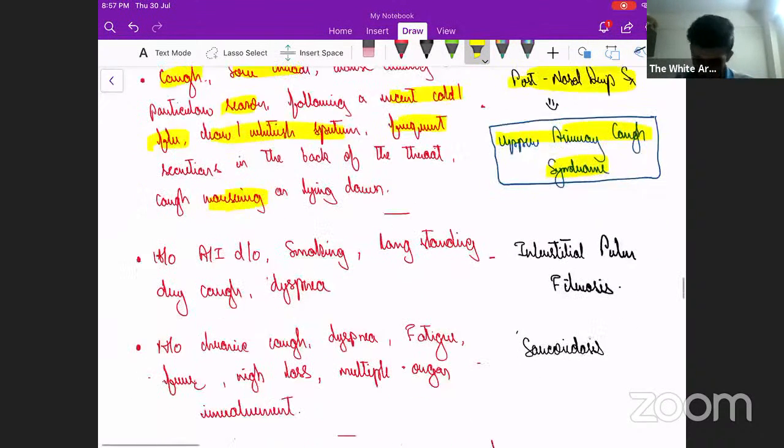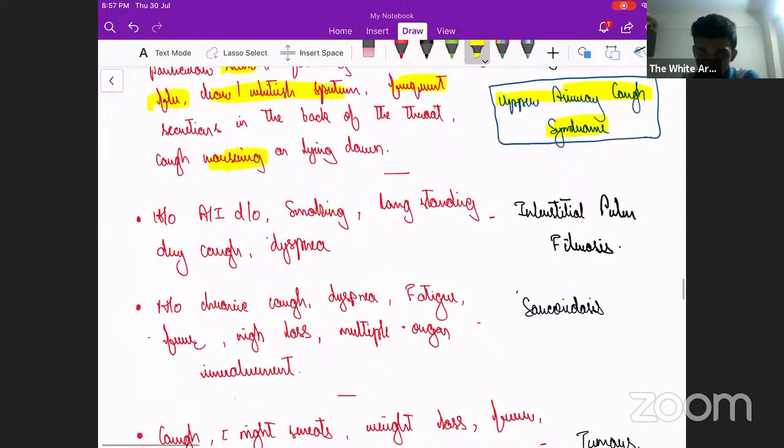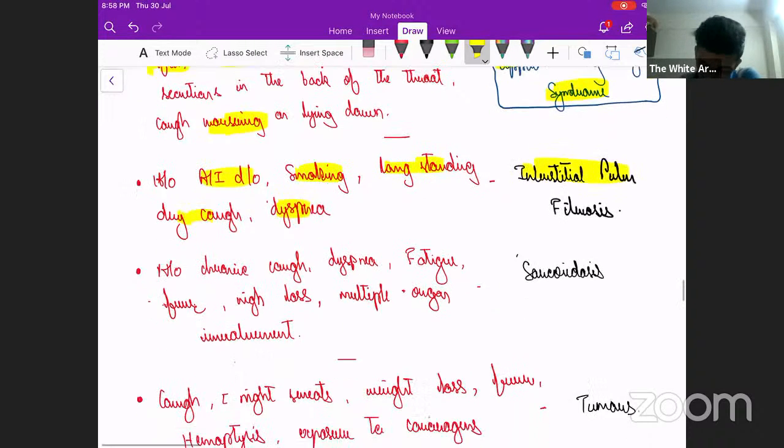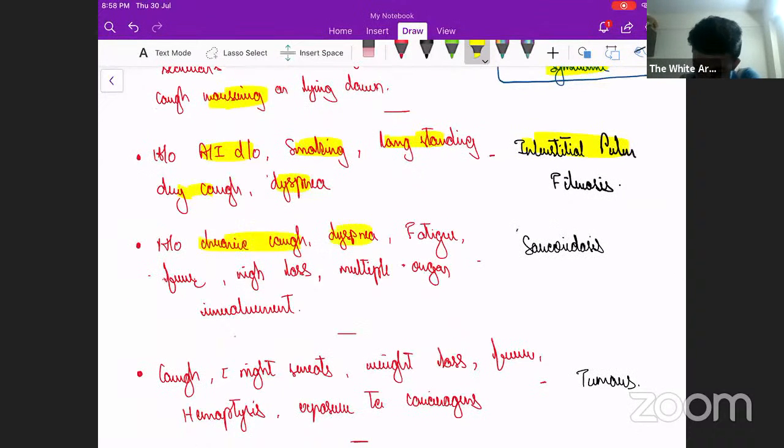Okay. So next, coming to parenchymal disease, if you want to think of, one is emphysema, which is covered in COPD. Other thing is history of autoimmune disorder, smoking, long-standing dry cough, dyspnea, all these things are there. You will think of interstitial pulmonary fibrosis. If there is a history of chronic cough, dyspnea, fatigue, fever, night fever, then weight loss, night sweats, all these things are there, along with multiple organ involvement, then you'll think of sarcoidosis.